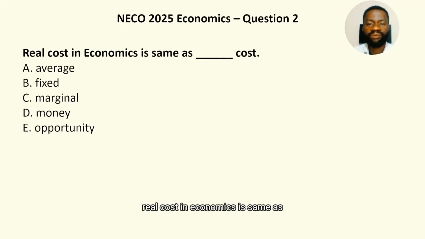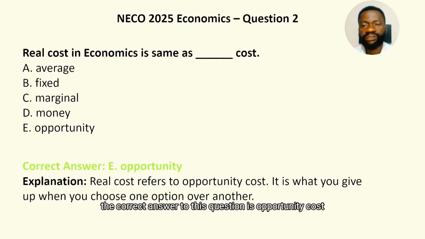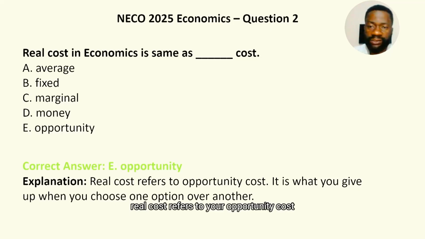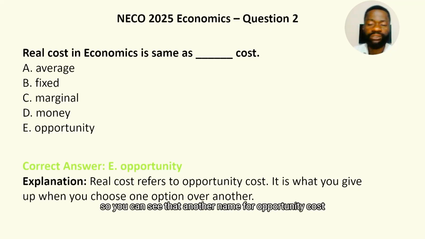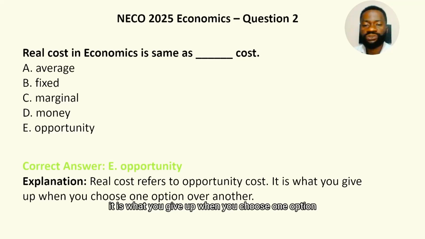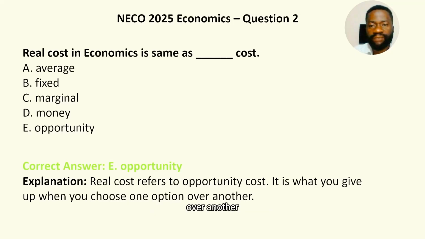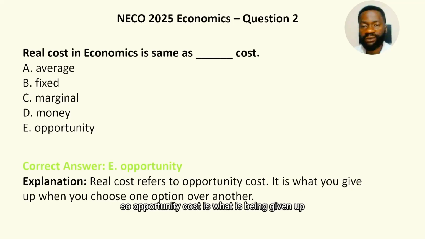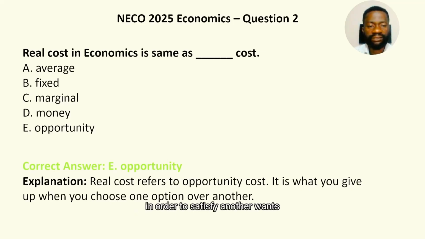Real cost in economics is same as dash cost. A. Average cost. B. Fixed cost. C. Marginal cost. D. Money cost. And E. Opportunity cost. The correct answer to this question is opportunity cost. Real cost refers to the opportunity cost. So you can say that another name for opportunity cost is real cost. It is what you give up when you choose one option over another. So opportunity cost is what is being given up in order to satisfy another want.